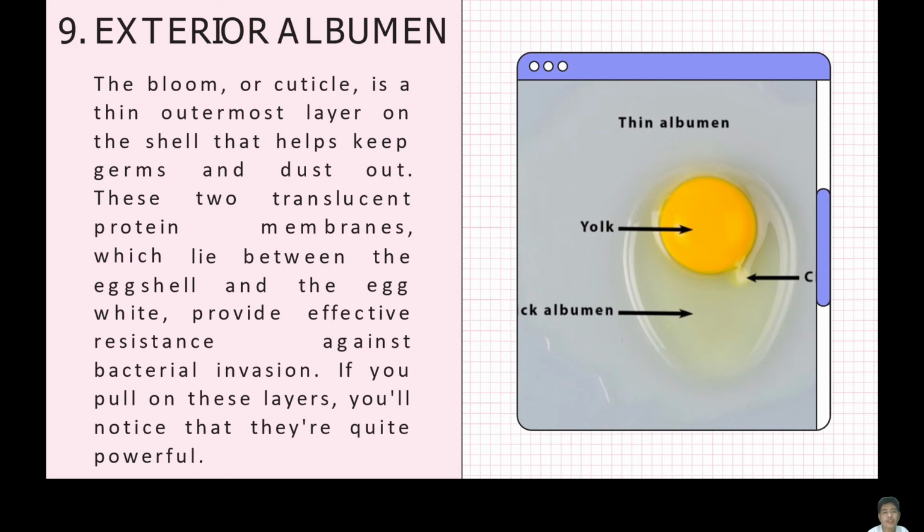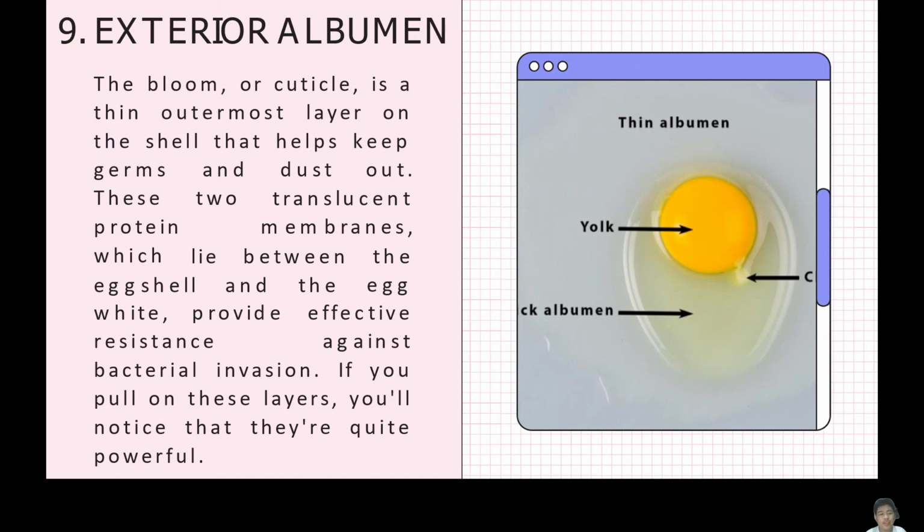The next one is exterior albumin. The bloom or cuticle is a thin outermost layer on the shell that helps keep germs and dust out. These two translucent protein membranes, which lie between the eggshell and the egg white, provide effective resistance against bacterial invasion. If you pull on these layers, you'll notice that they're quite powerful.